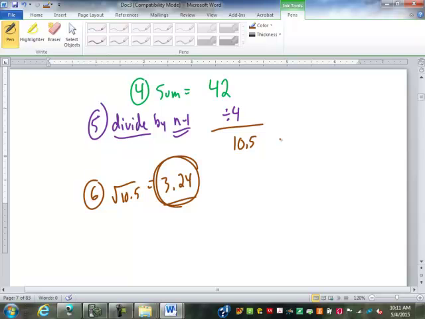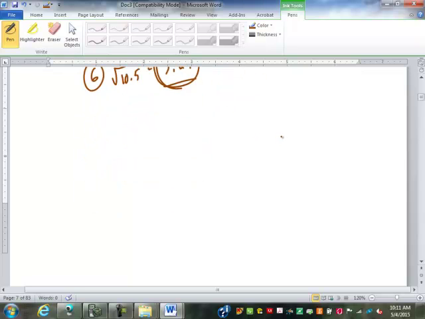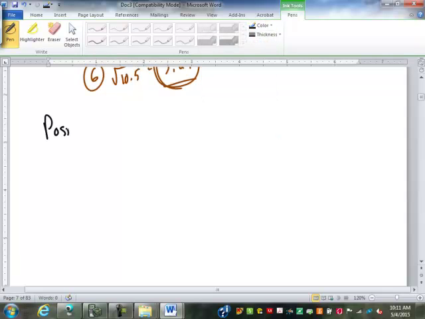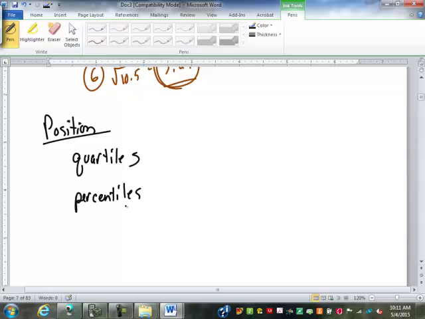What do you guys think? Now there are other measures of spread and position, things like quartiles, which we'll talk a little bit about on Wednesday. Percentiles. We'll probably do the percentiles first, because once we understand percentiles, the quartiles make a lot of sense. They're really easy from percentiles.